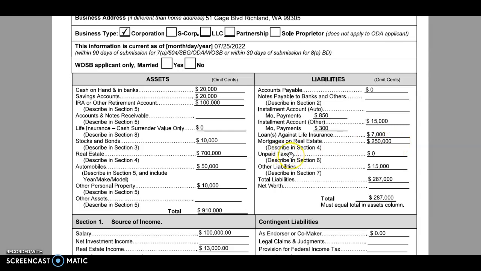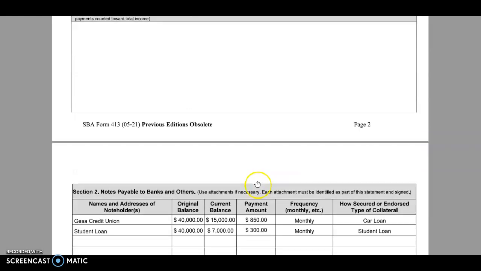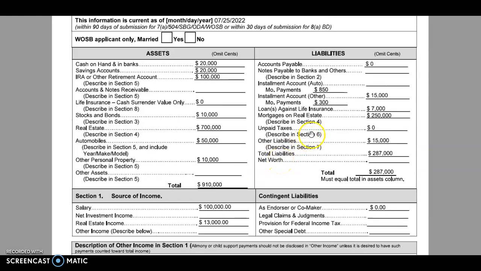Unpaid taxes, described in section 6. So you'll go down to section 6 and mention that. Here's the thing with unpaid taxes. If you have back taxes, please put that exactly how it is. We need to understand that as a part of our underwriting process. Any sort of unpaid taxes could also be that maybe you just haven't paid this year's taxes yet because they're not due. That's okay. Make sure you just put that on there so we understand that.